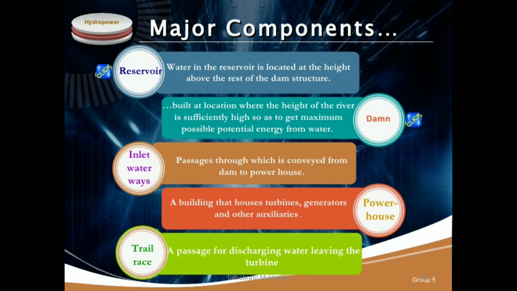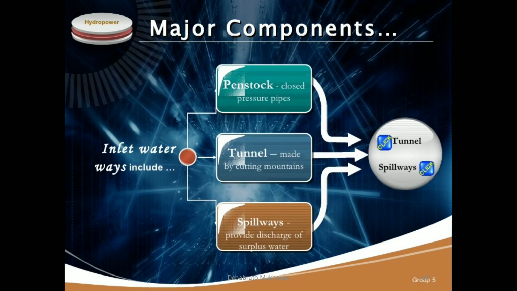Next is the dam. It is built at a location where the height of the river is sufficiently high so that it gets the maximum possible potential energy from the water. Inlet waterways, through which water is conveyed from the dam to the powerhouse. You will see in the next slides. Powerhouse, the building where the turbines, generator and other auxiliaries are situated. And tailways, a passage for discharging water leaving the turbine.